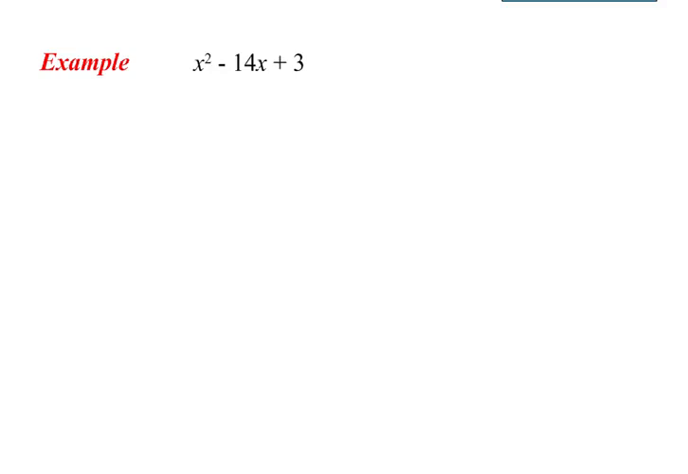So here is our first look at completing the square. So pay attention. x squared minus 14x plus 3. This is a quadratic expression in the general form. We're going to convert it to vertex form by completing the square. The first thing that we do when completing the square is we group the variable terms in parentheses.